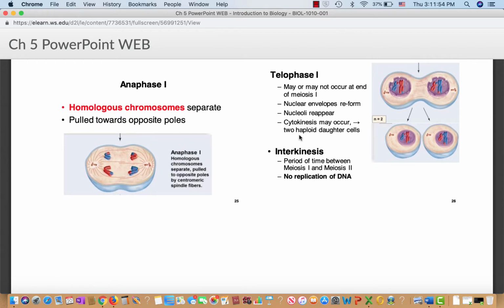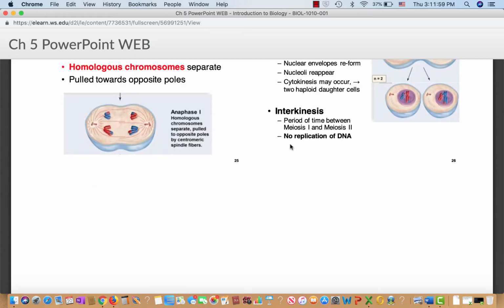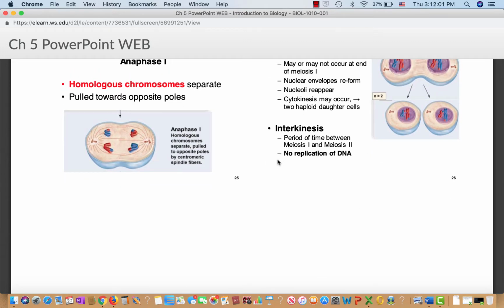Cytokinesis may occur. Two haploid daughter cells are then formed, and then you have interkinesis. Now here's the main thing. This is not like interphase because you're not replicating your DNA. It's just a gap between meiosis 1 and 2.